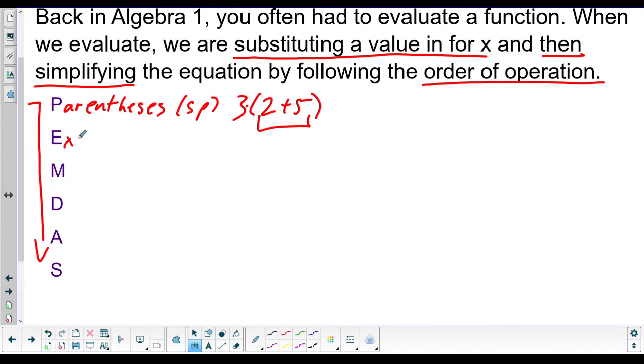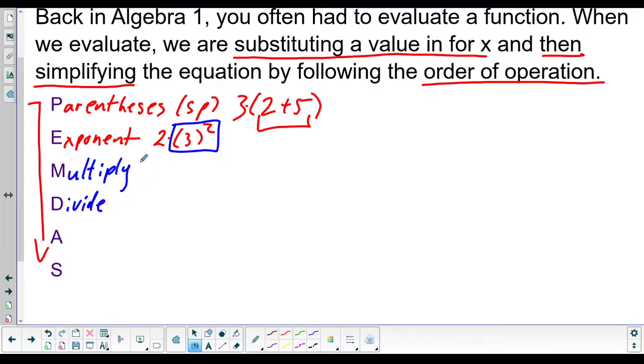E is for exponent. Pardon me, I have to sound out my words. So this just means if I have 2 times 3 squared, we would do the 3 squared first, and then we would do the times 2. So exponents first. M is for multiply. So multiplying comes before these other things. D is divide.